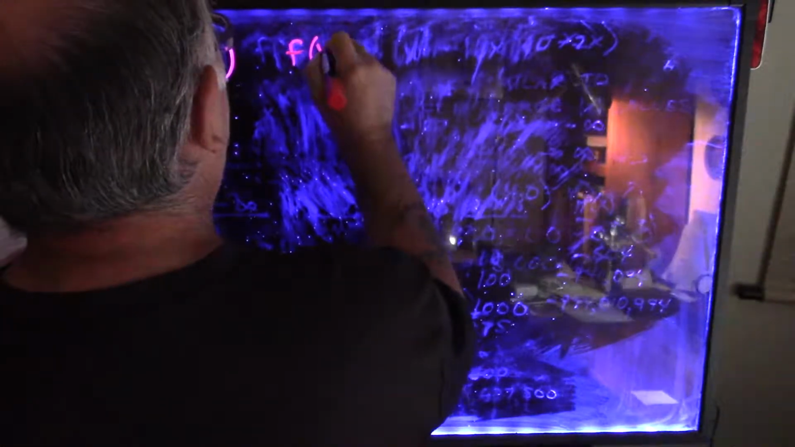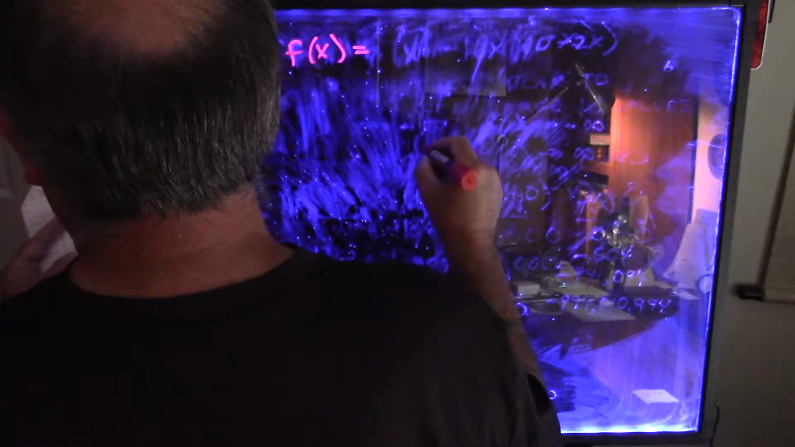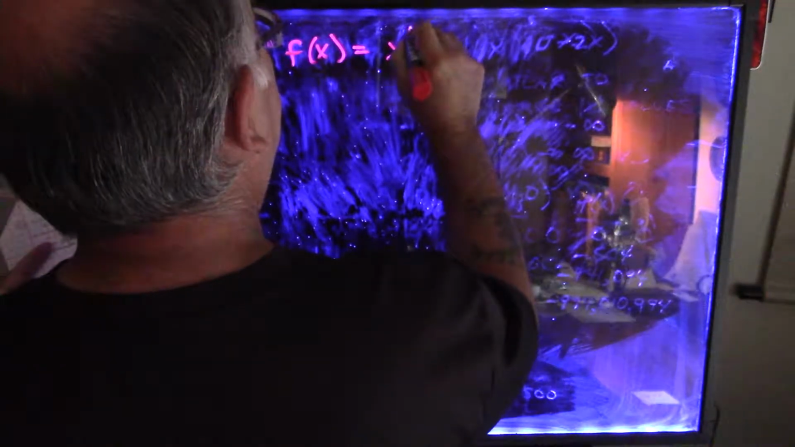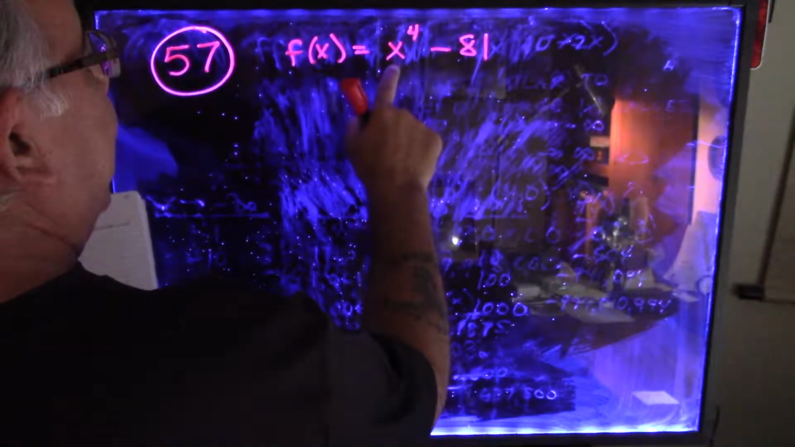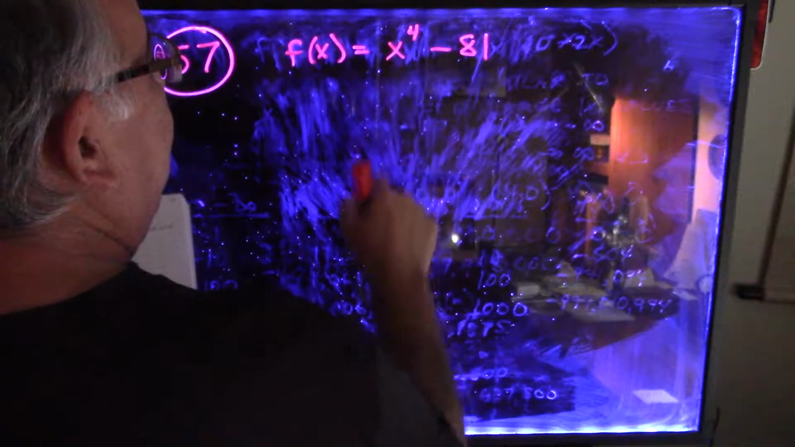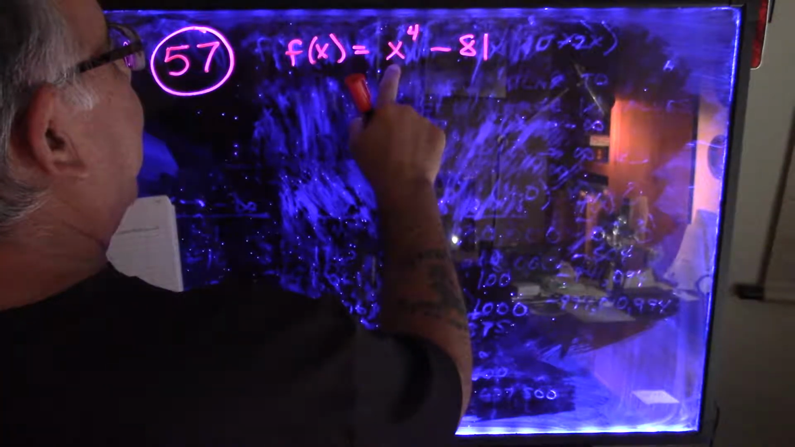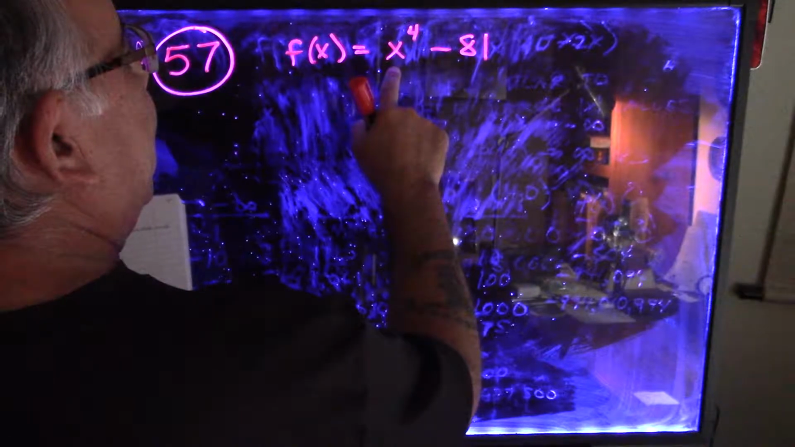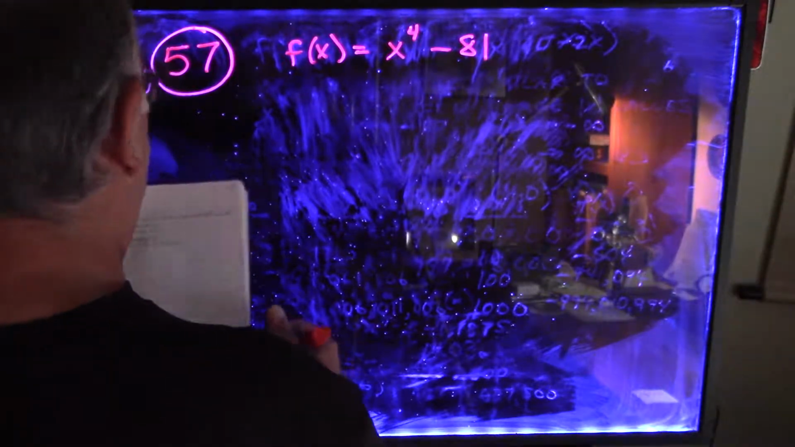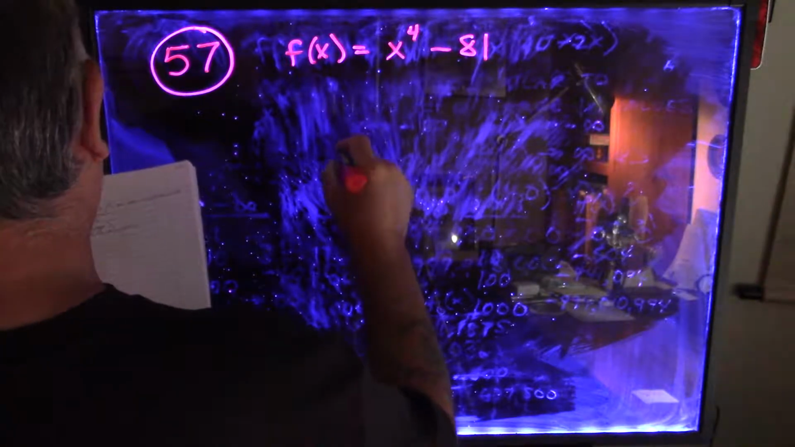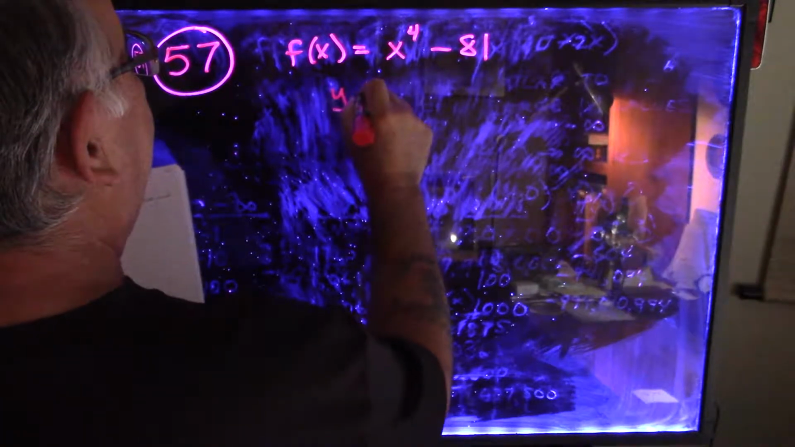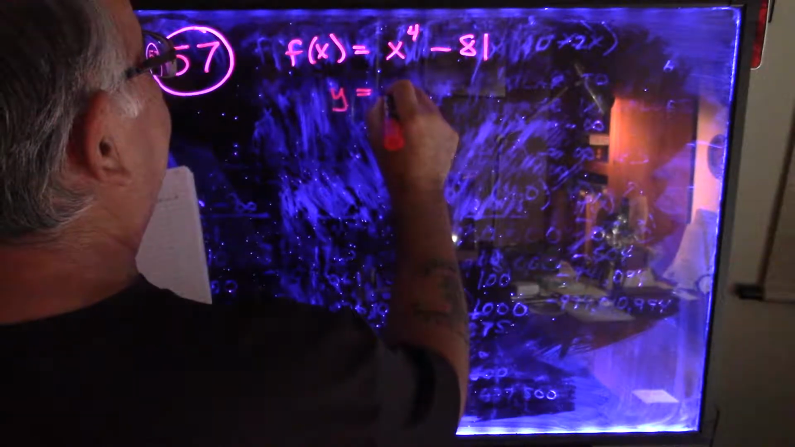Okay, number 57, we have f of x equals x to the fourth minus 81. Clearly the dominant term is x to the fourth. So for large absolute value of x, this term is going to overwhelm the minus 81. So the behavior of the function will look like y equals x to the fourth as the absolute value of x gets large. Alright.